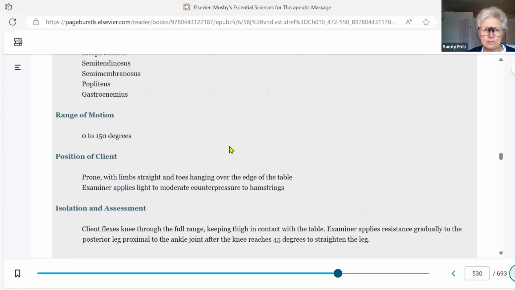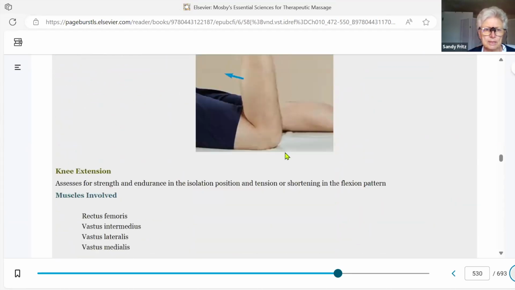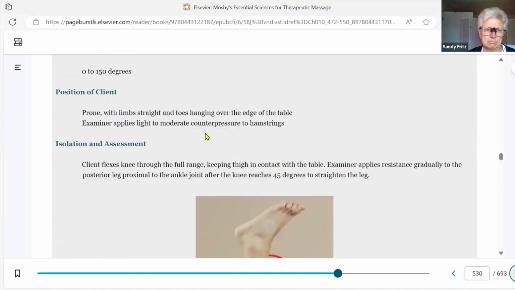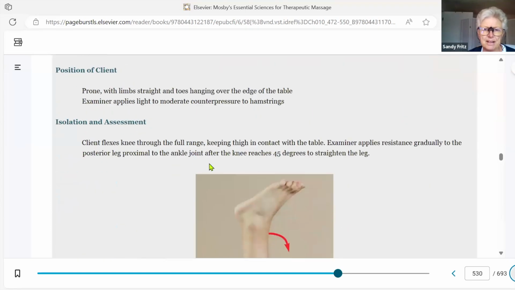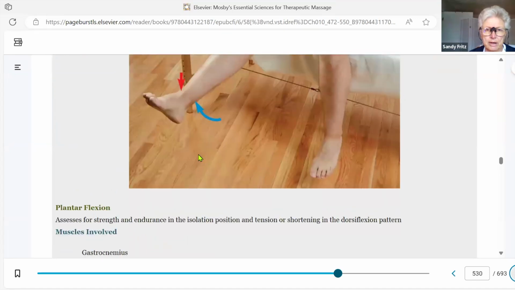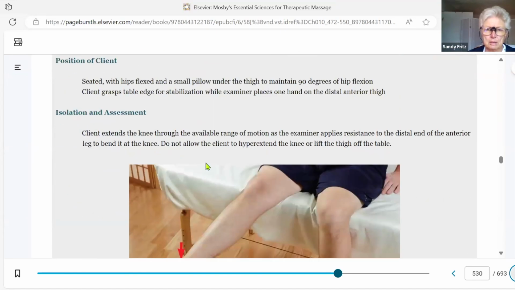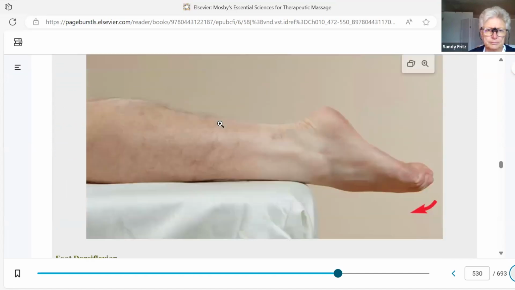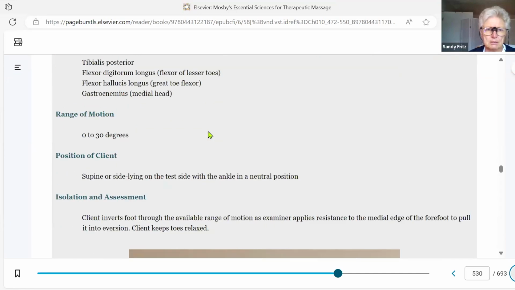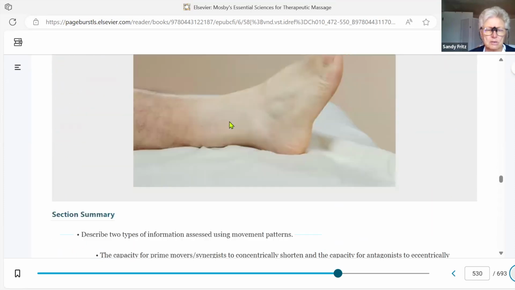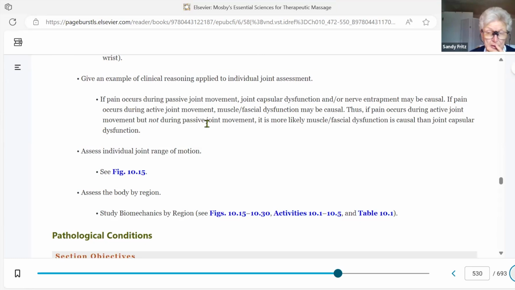They're set up in functional muscle groups. So here's knee extension. The very next one will be knee flexion. I misspoke there. This is knee flexion, knee extension, the interaction between the two muscle groups. And then we get into the same thing with the feet. So this chapter is something that you're going to want to think of it as an integration.